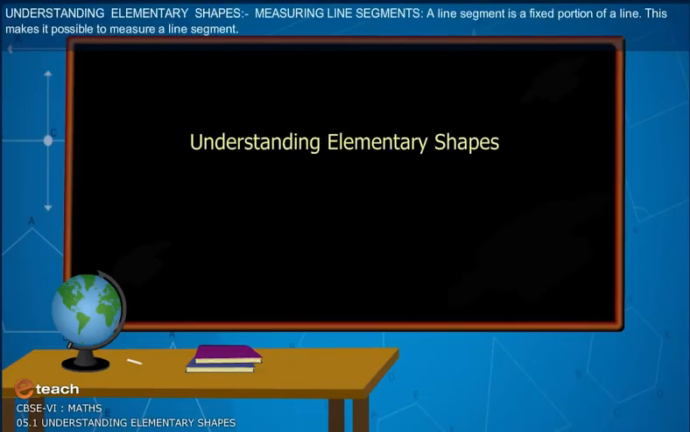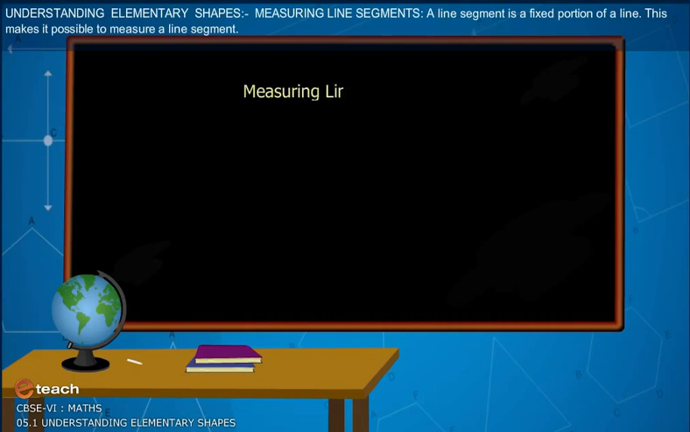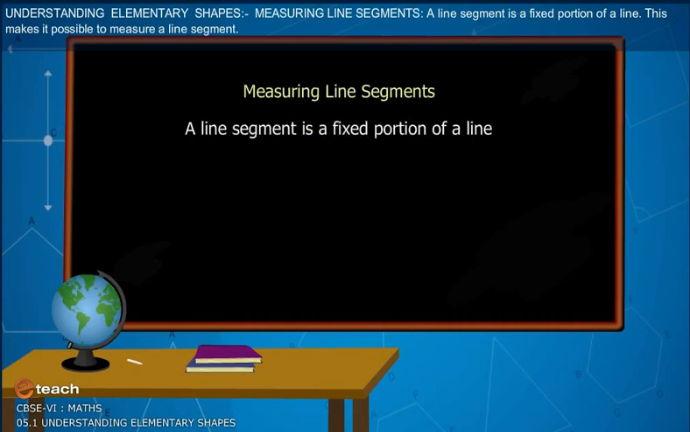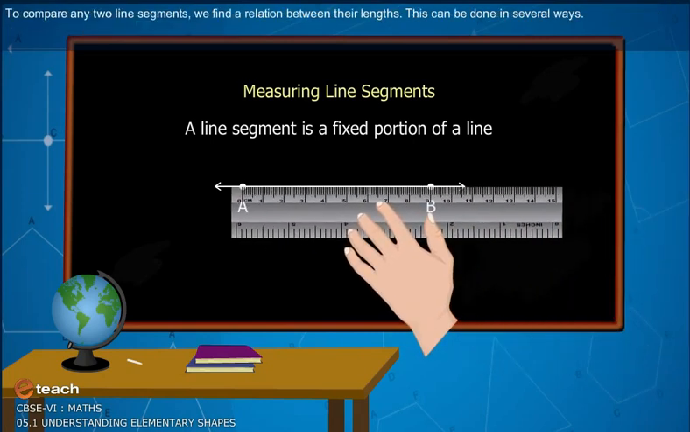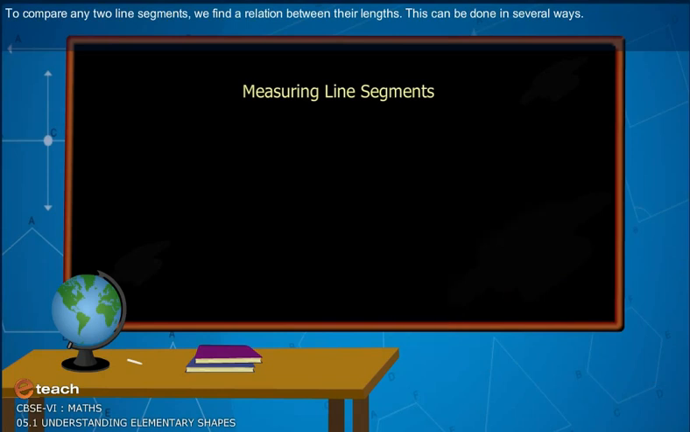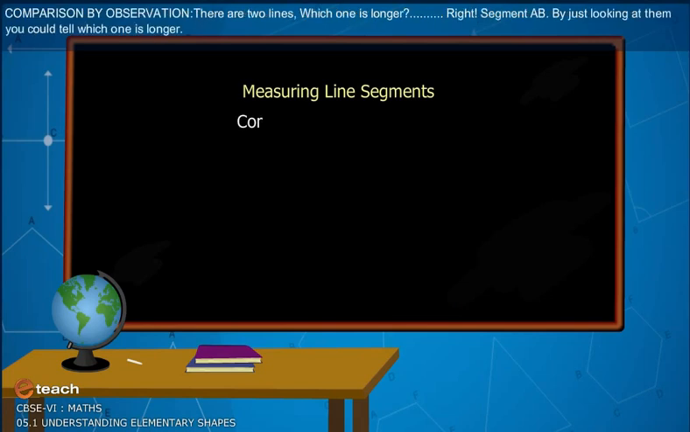Understanding elementary shapes. Measuring line segments. A line segment is a fixed portion of a line. This makes it possible to measure a line segment. To compare any two line segments, we find a relation between their lengths. This can be done in several ways.